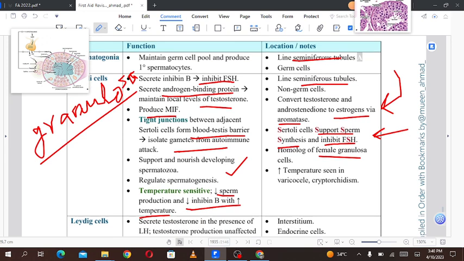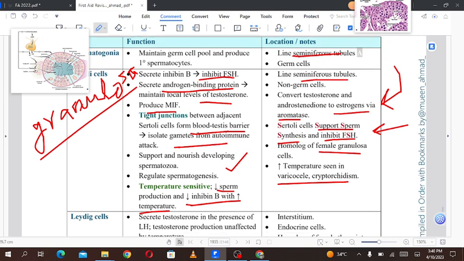Okay, so increased temperature is seen in the varicocele and cryptorchidism, and if the temperature is increased, that can result in decreased sperm production and decreased inhibin.